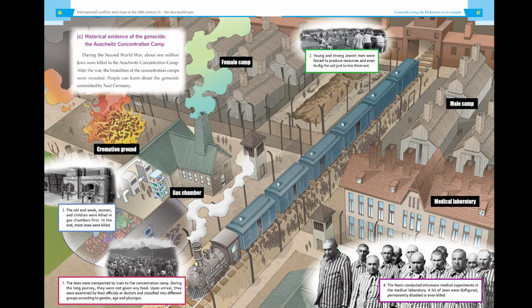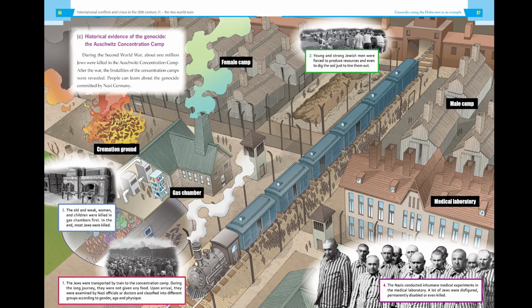1. The Jews were transported by train to the concentration camp. During the long journey, they were not given any food. Upon arrival, they were examined by Nazi officials or doctors and classified into different groups according to gender, age, and physique. 2. Young and strong Jewish men were forced to produce resources and even to dig the soil just to tire them out. 3. The old and weak, women and children were killed in gas chambers first. In the end, most Jews were killed.